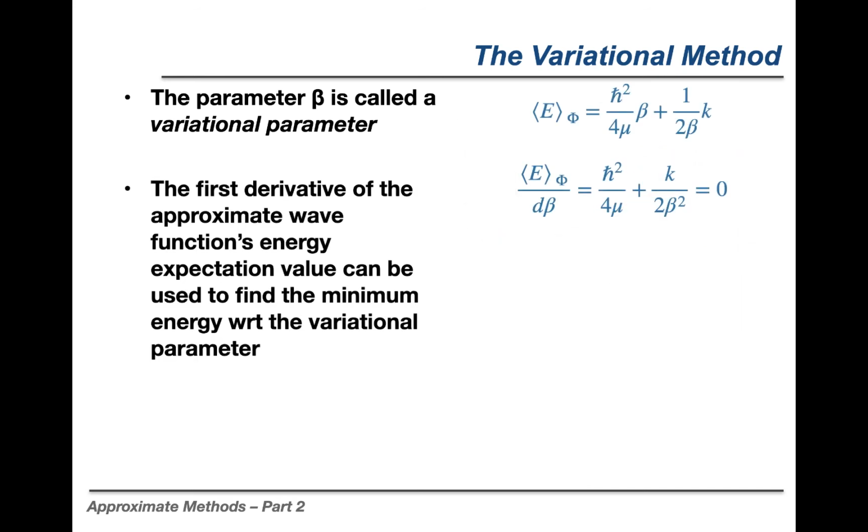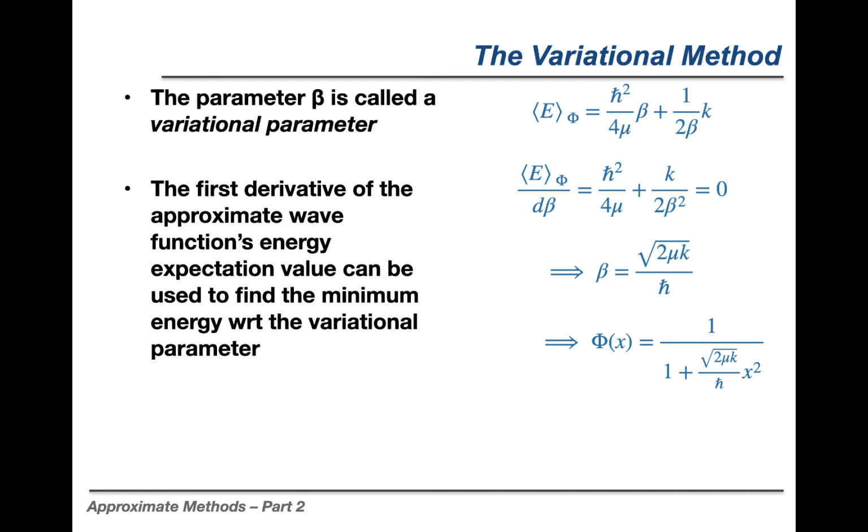We do that by writing down the expectation value and then taking its derivative with respect to beta and setting that equal to 0. At 0, the curve that we're studying, in this case the expectation value for the energy of phi, is at a minimum or a maximum. In this case, we'll only worry about the minimum case. So we set this equation to 0, and we solve for beta. We see that beta is equal to the root of 2 mu k on h bar.